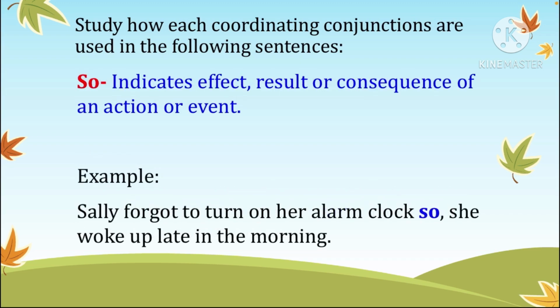Next coordinating conjunction is so. It indicates effect, result, or consequence of an action or event. Example: Sally forgot to turn on her alarm clock, so she woke up late in the morning.